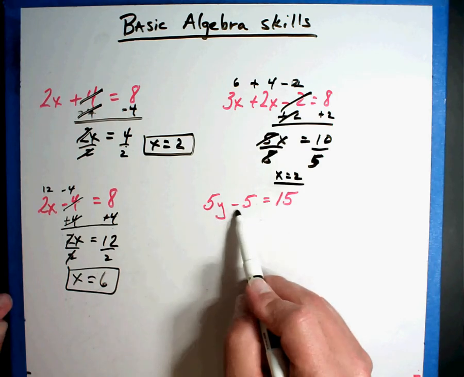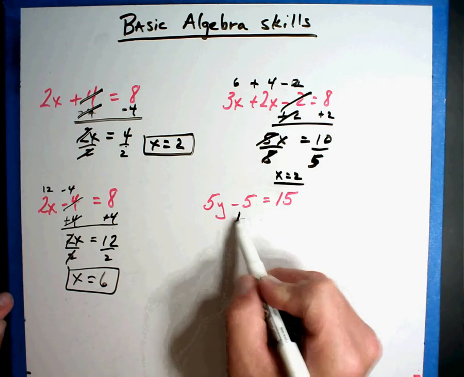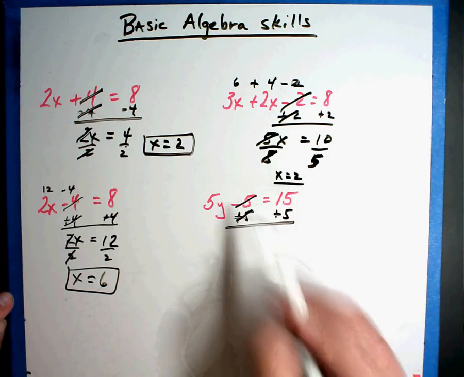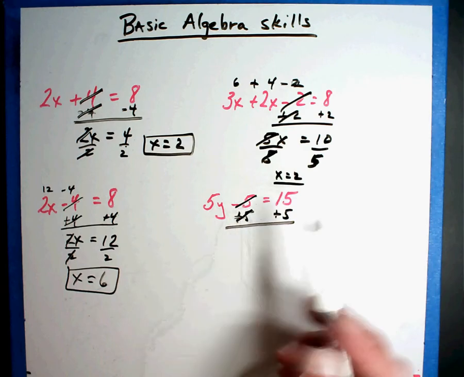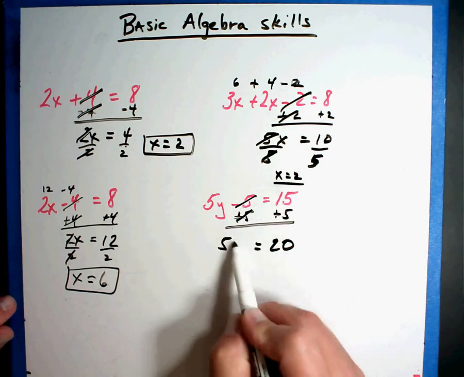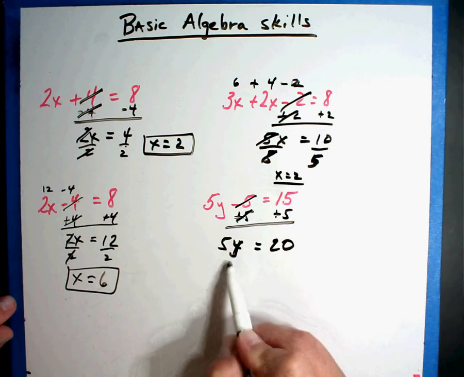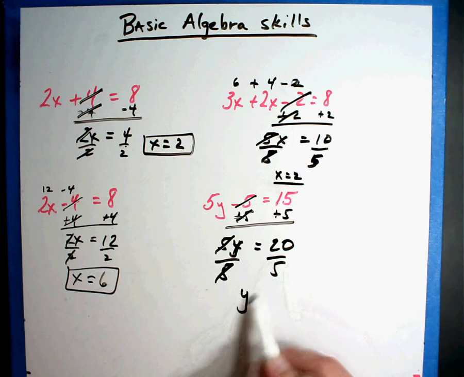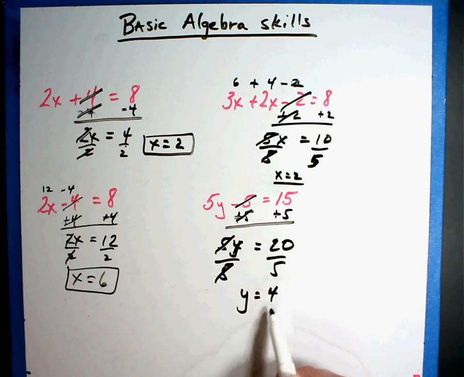I've got to move this number over here, so I'm going to add 5. So if I add 5, that's gone, because 5 minus 5 is 0. 15 plus 5 is 20. 5y is 20. I still have to divide by 5. The procedures are all the same. Divide by 5. Y equals 20 divided by 5 is 4.